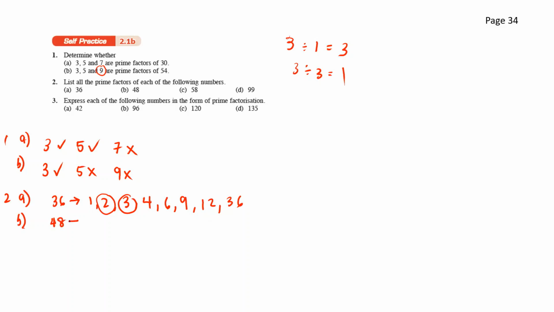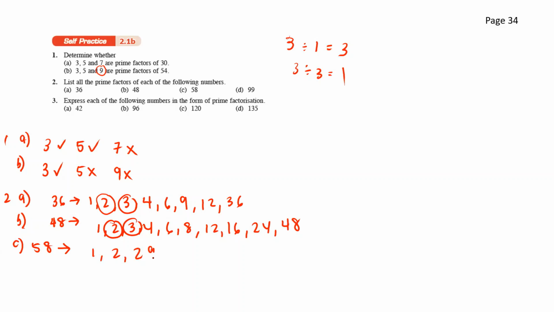Next, for 48, let's list down the factors. We have 1, 2, 3, 4, 6, 8, 12, 16, 24, and 48. So here the prime factors are 2 and 3. Next, for C, 58, we'll list it down. We have 1, 2, 29, and 58. However, the only prime factors here are 2 and 29.